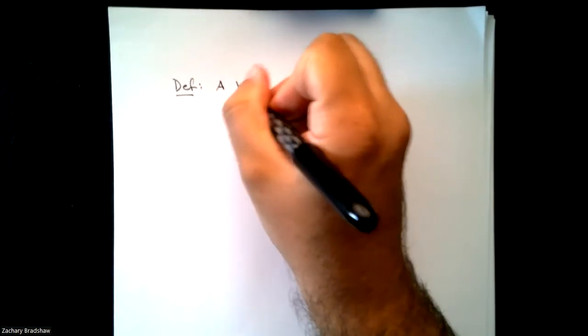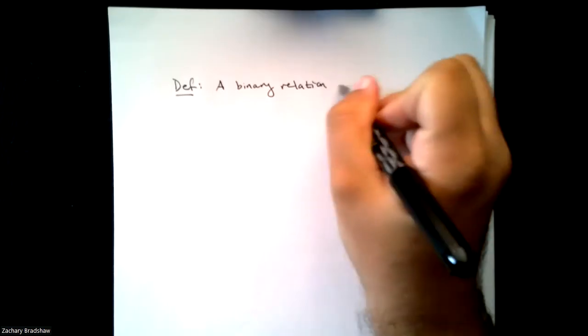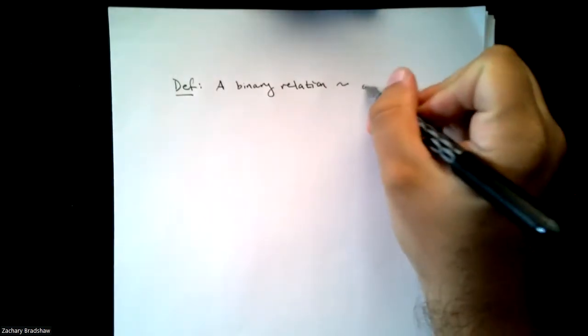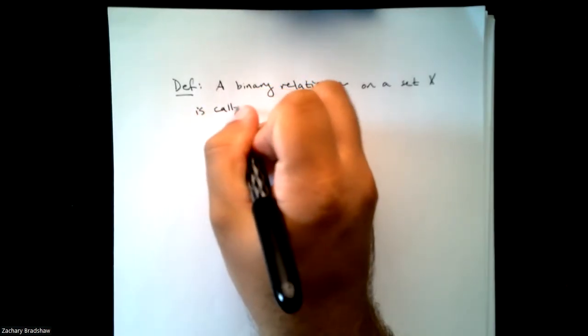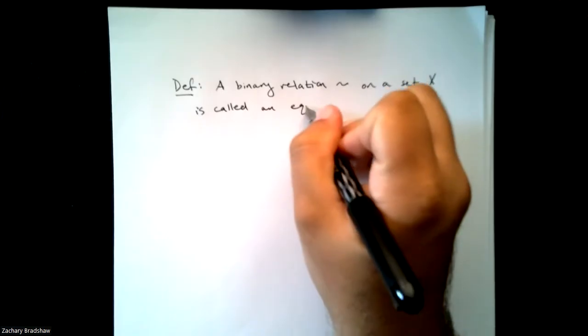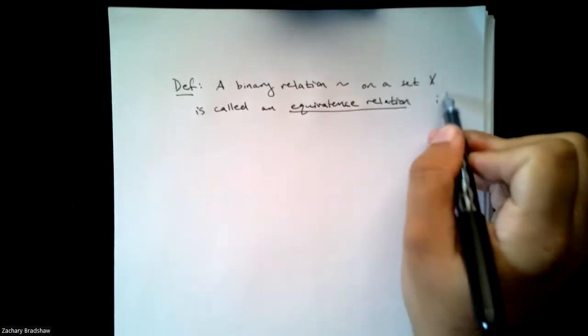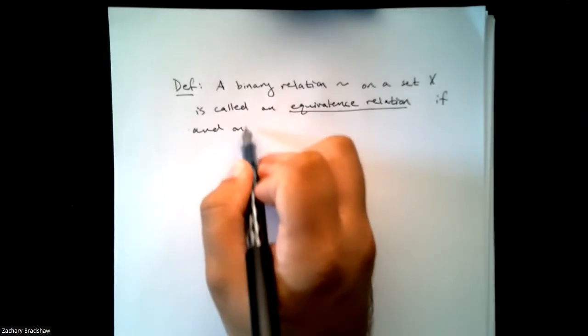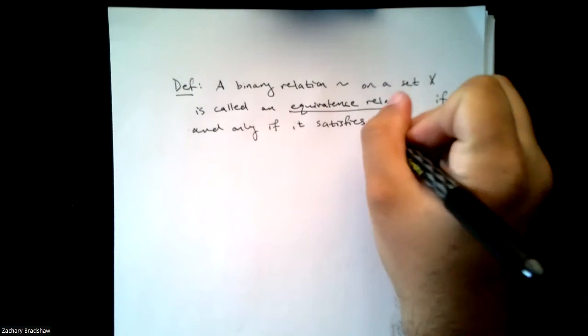So here's another definition. We want a very particular type of binary relation. We're going to call this one tilde. A binary relation tilde on a set X is called an equivalence relation if and only if it satisfies the following.